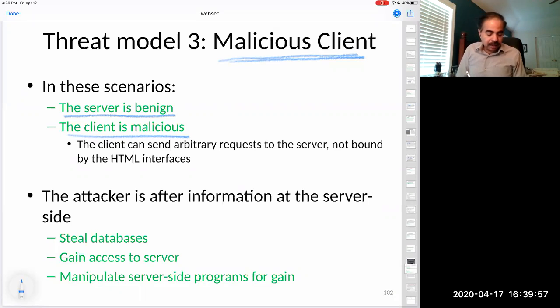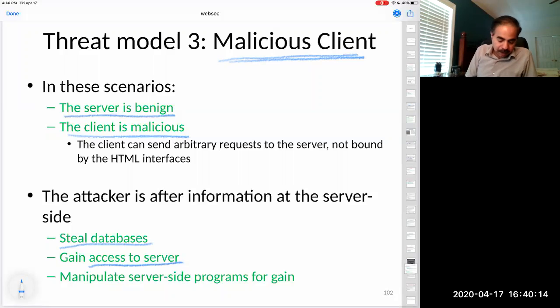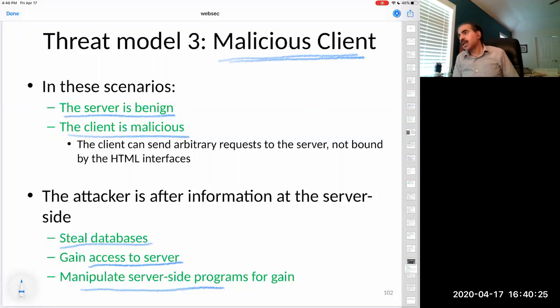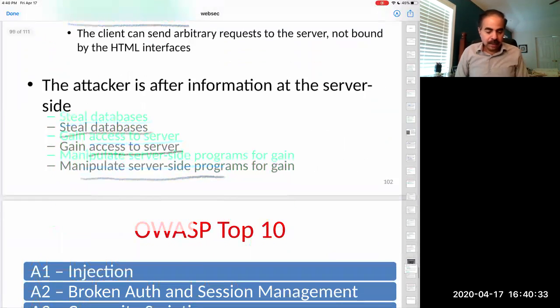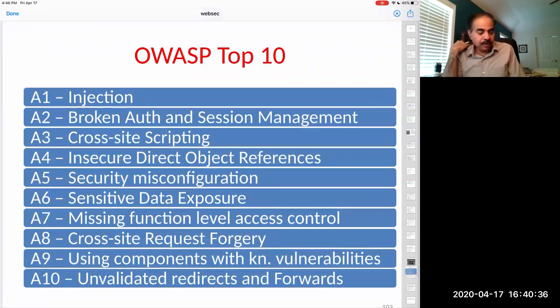So the attacker is trying to exploit vulnerabilities on the server side, and they can exploit that to steal sensitive data from the server, to gain access to the server, and perhaps install malware or do anything else, manipulate server-side programs, some of which may connect to some backend services, exploiting them. Those are some of the possible motives.